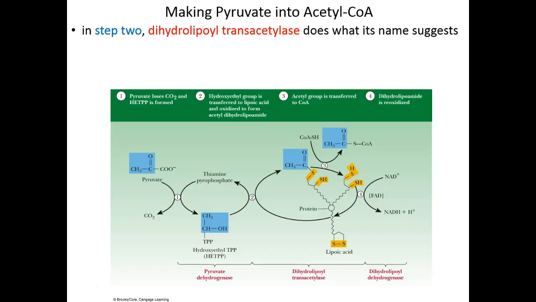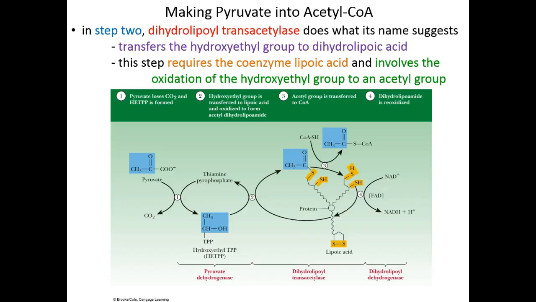Step 2 moves hydroxyethyl onto lipoic acid. The enzyme responsible for this is called dihydrolipoyl transacetylase. I will not ask you for the name of that enzyme ever again. Again, this enzyme transfers hydroxyethyl to lipoic acid, to the coenzyme lipoic acid. That you do need to know. So step 2 of this conversion is moving hydroxyethyl from TPP to lipoic acid. This step requires that coenzyme lipoic acid, no surprise, because that's what we're linking hydroxyethyl to.